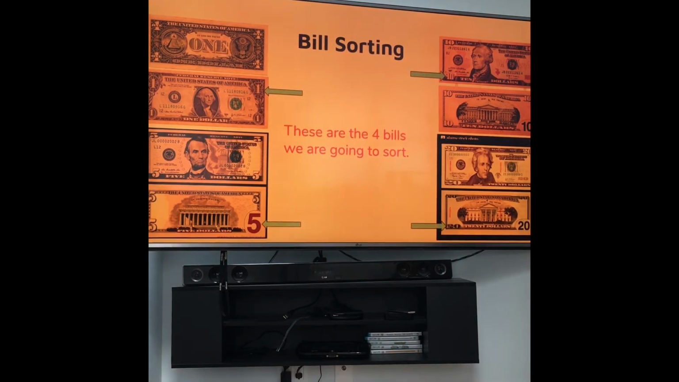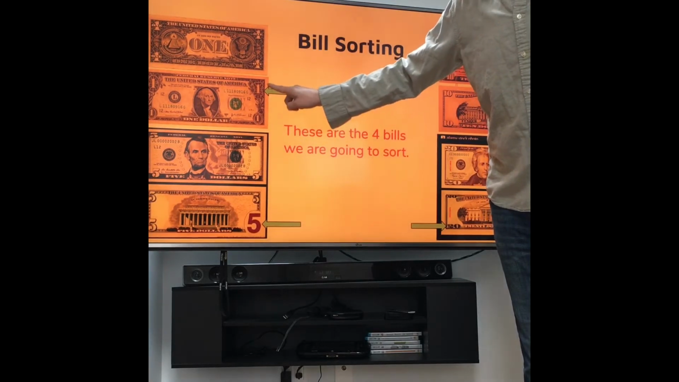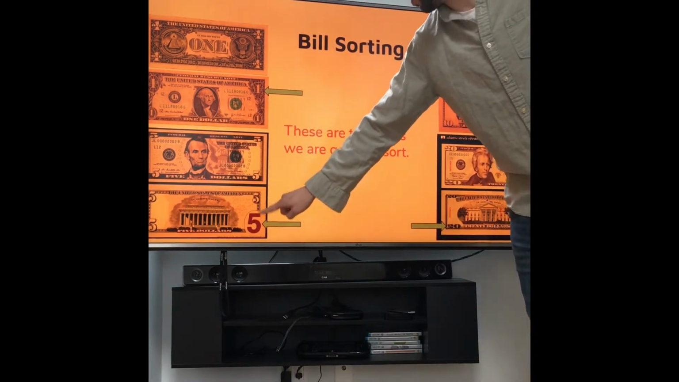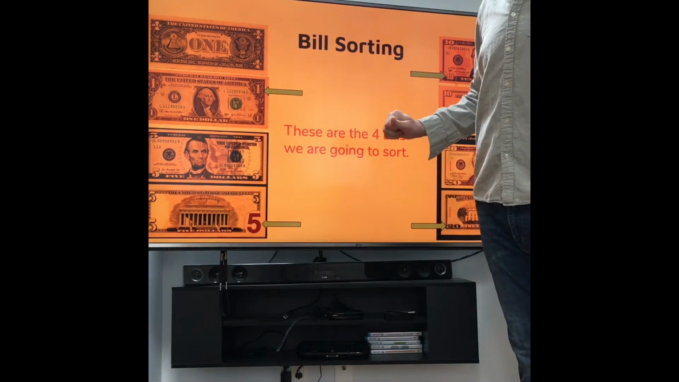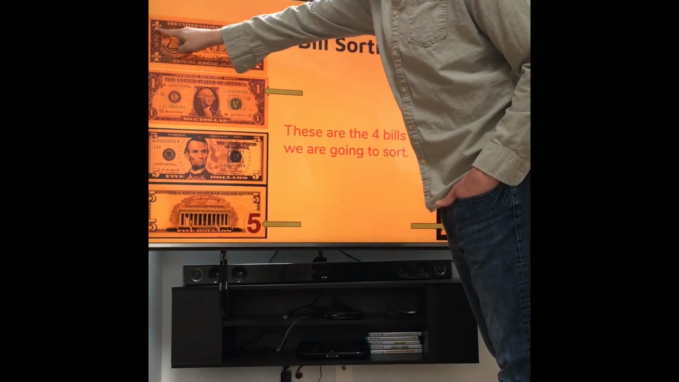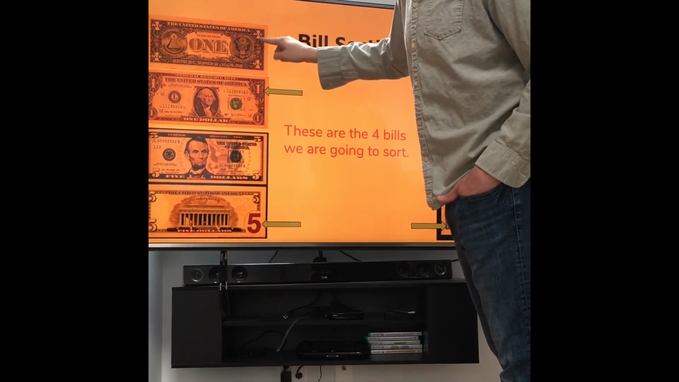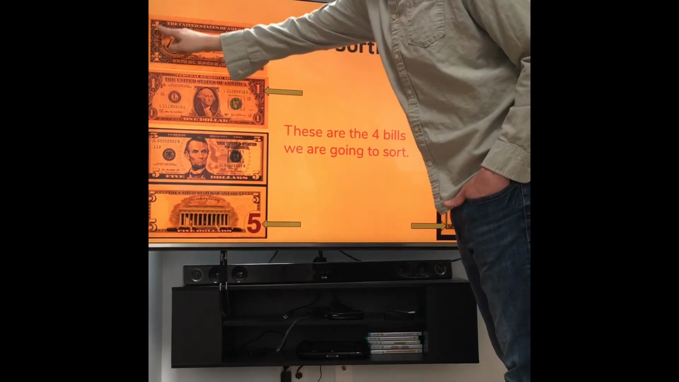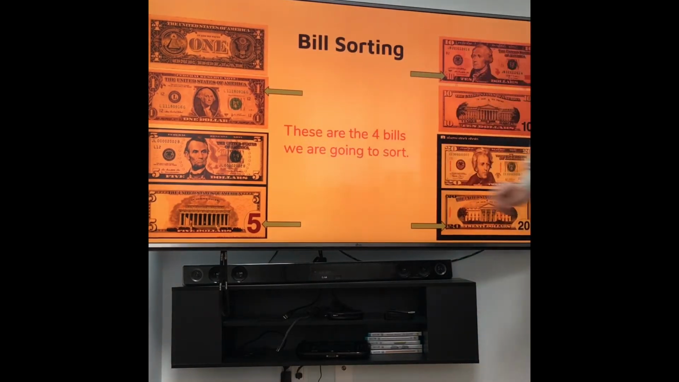One of the easiest ways to sort bills, as you can see, is that each bill has numbers in every corner. We did this in class one time in one of our math lessons. You can see on the $1 bill, you can see the number 1, 2, 3, 4 times. It's also written 1, 2, 3, 4, 5, 6 times. So it says all over each bill which one it is.